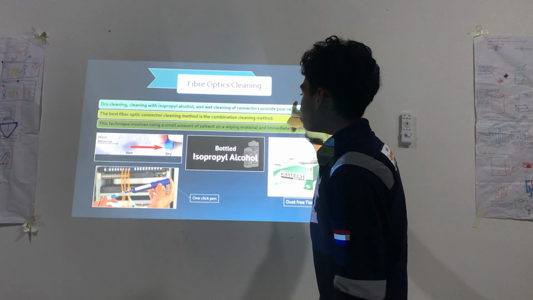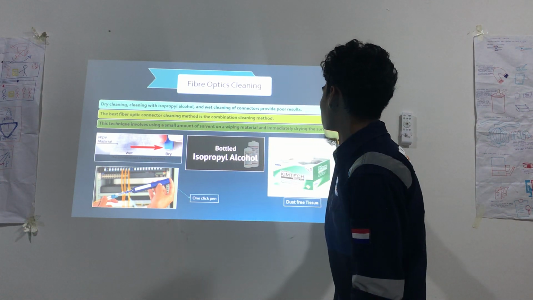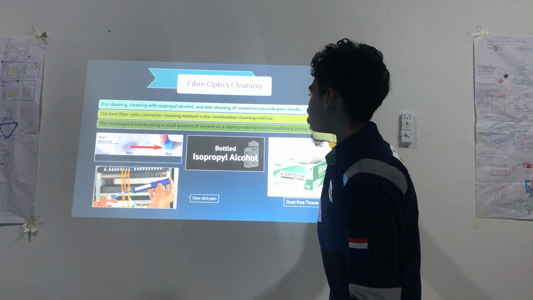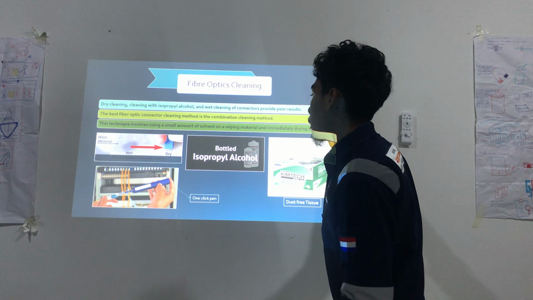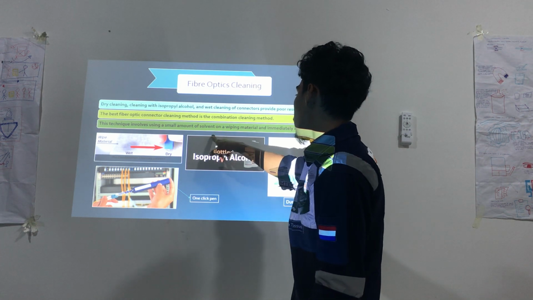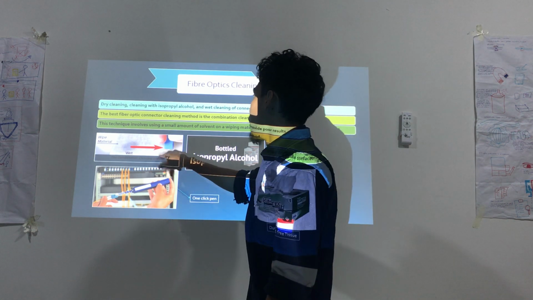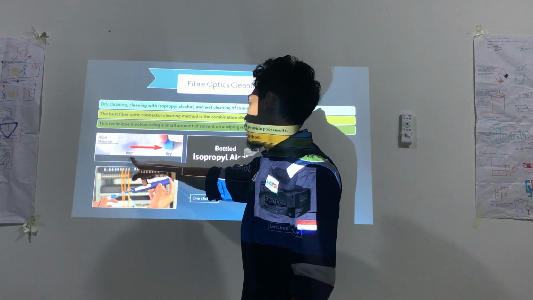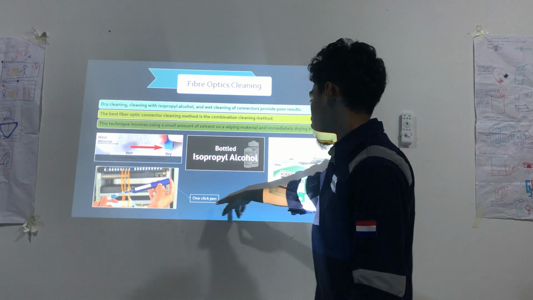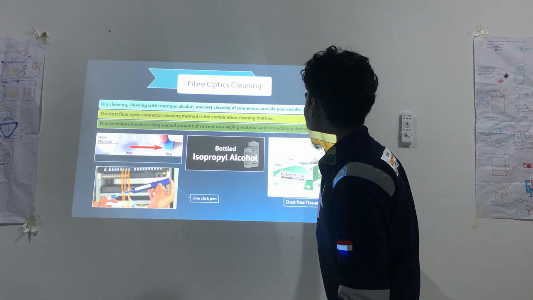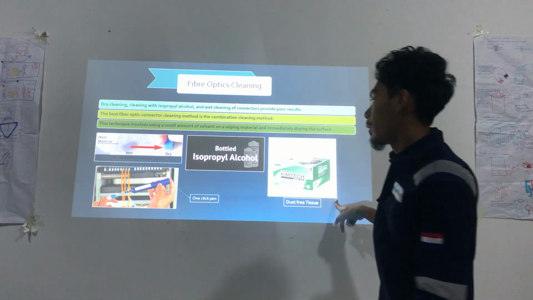Okay, so for the methods of cleaning: dry cleaning, cleaning with isopropyl alcohol, and wet cleaning of connectors provide poor results. The best fiber optic connector cleaning method is the combination cleaning method. This technique involves using a small amount of solvent and a dry surface. So the best method of cleaning is a wet surface and a dry surface. Use isopropyl alcohol to remove dust, and we can also use a one-click cleaner pen and dust-free tissue.